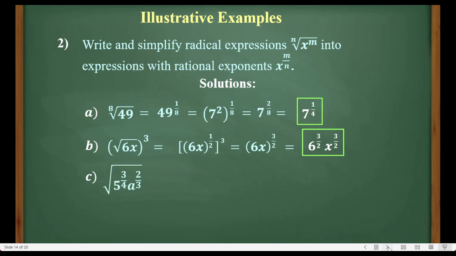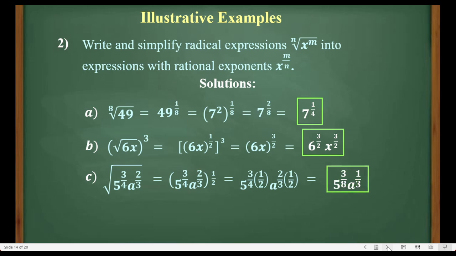Next, we go to letter C. How about this one? The square root of the quantity 5 raised to 3/4 a raised to 2/3. Copying the radicand part, we raise it to 1/2, since we're talking about square root here, whose index is actually 2. Then we apply the power of the product law by simply multiplying 1/2 to the exponent of each factor inside the parentheses. So this will become 5 raised to 3/4 times 1/2, a raised to 2/3 times 1/2. Simplifying further, we will have 5 raised to 3/8, a raised to 1/3. And this is your answer.